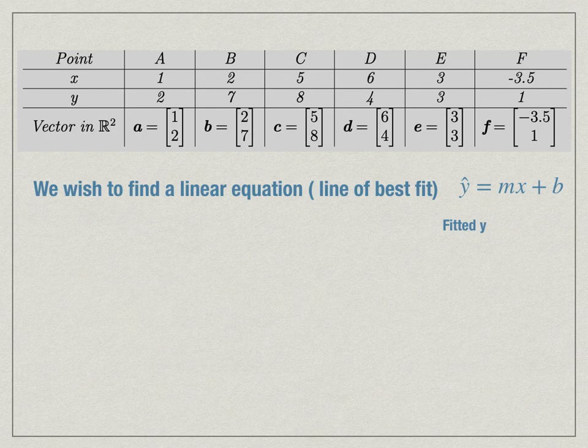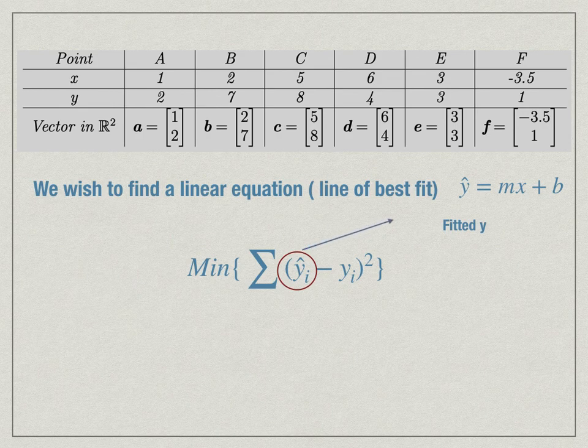So the problem is to minimize the difference between the fitted y and the real y. The difference: y hat sub i is the y value that you can calculate using the line of best fit, using x sub i. y sub i is the real value of y given x sub i. And x here is just the given value of x.